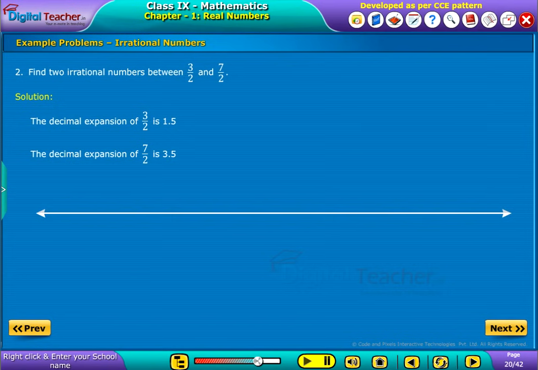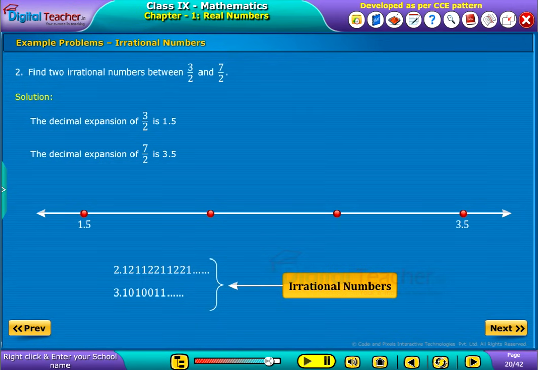Now, represent the two decimal numbers on a number line. The irrational numbers between these two numbers should lie between 1.5 and 3.5. So, let us consider some numbers like 2, 3. By adding some non-terminating, non-recurring decimal to these numbers, we get two irrational numbers.